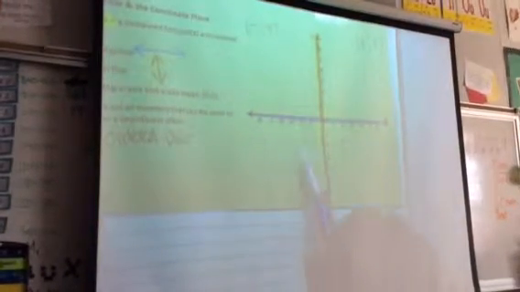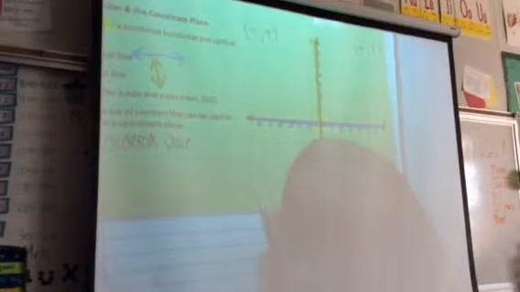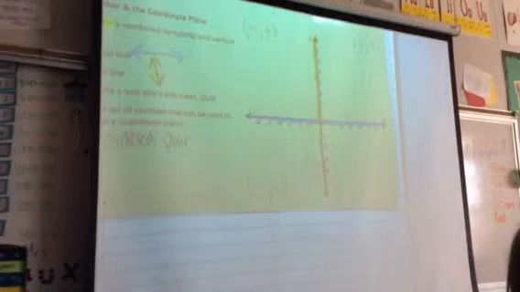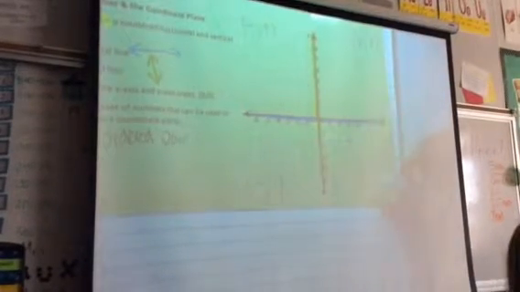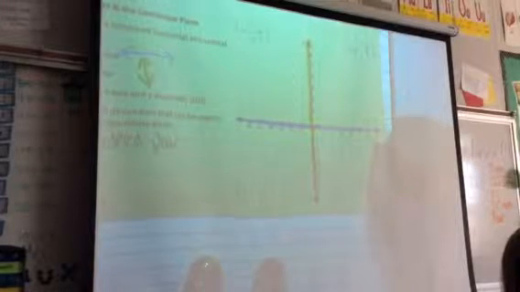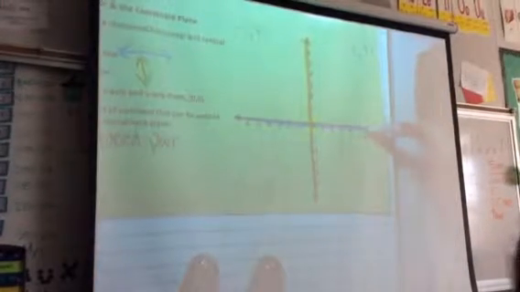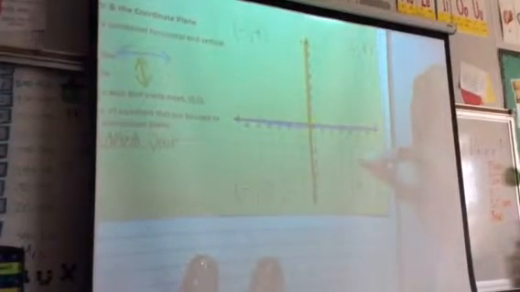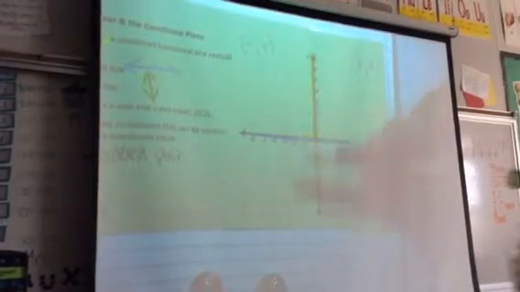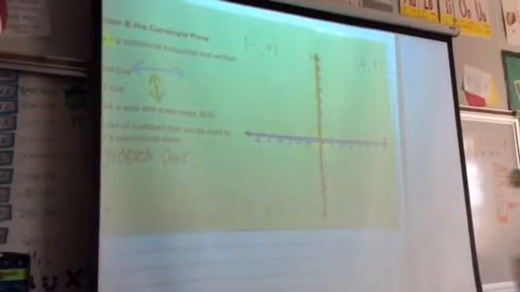If you have an ordered pair and both of them are negative, then it's going to be in the bottom left-hand side. And then if you have an ordered pair where the first one is positive and then the second one is negative, then it's going to be at the bottom right side. Okay? So this is something good to reference as you guys are working on your assignment.